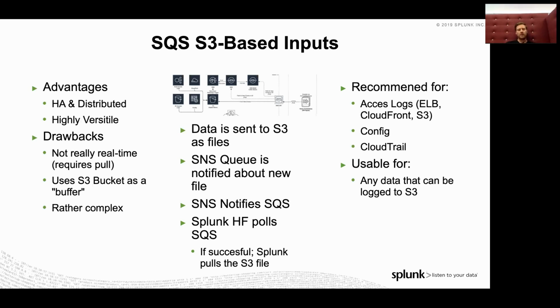Some of the out-of-the-box data sources that it works really well with are things like your access logs, ELB, CloudFront, S3 access logs, AWS Config, and AWS CloudTrail. But as a custom data source, you can essentially pull in anything that can log to S3.